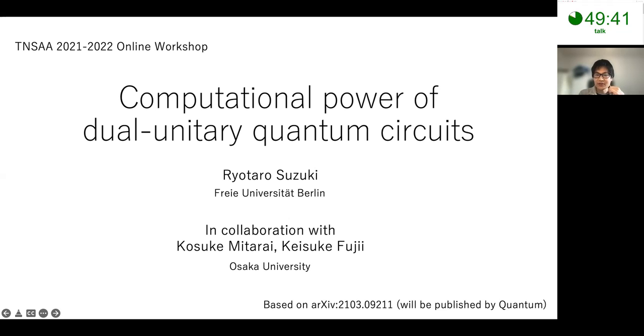Specifically, we have considered dual-unitary quantum circuits, which have been recently studied as an exactly solvable model of quantum chaos or thermalization dynamics. And dual-unitary is written in tensor network language. Briefly speaking, we found that dual-unitary quantum circuits make a computational complexity phase transition. In early time they can perform very easy computation, but in later time they can perform universal computation. That is, they can solve very hard problems.